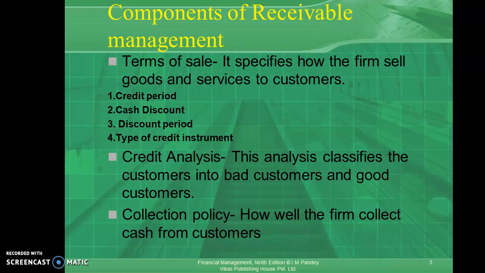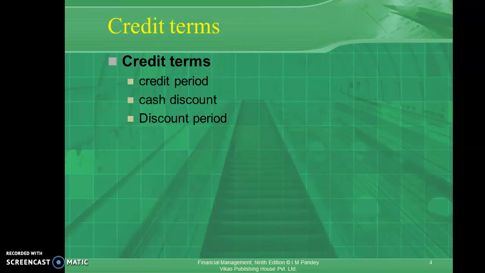And the third one is known as collection policy. Collection policy is how well the firm can collect the cash from the customers. The company can adopt some strict measures for collecting the cash from the customers. So what kind of policy has to be adopted for getting the cash from customers is known as collection policy. So these are the components of receivables management. The first one is terms of sale, the second one is credit analysis, and the third one is collection policy.